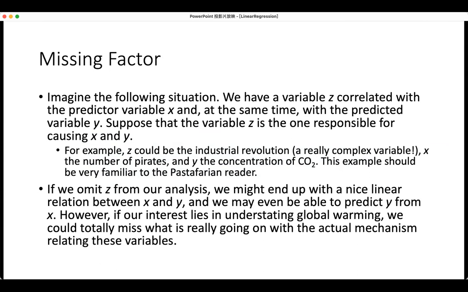So consider this situation. We have a variable z correlated with the predicted variable x, and at the same time with the predicted variable y. Suppose that variable z is the one responsible for causing x and y.